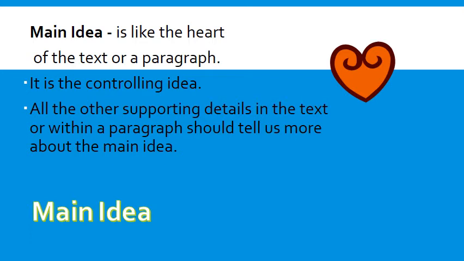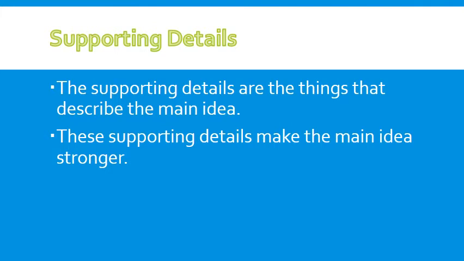As here in our text, the main idea, or the controlling idea, or the heart of the text, is about rocks and patterns. All the other supporting details in the text or within a paragraph should tell us more about the main idea. Supporting details are the things that describe the main idea. They describe it, they support it, they talk about it. These supporting details make the main idea stronger.